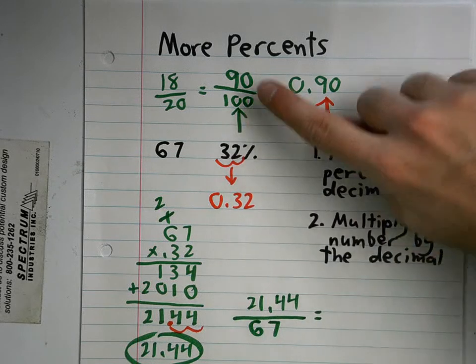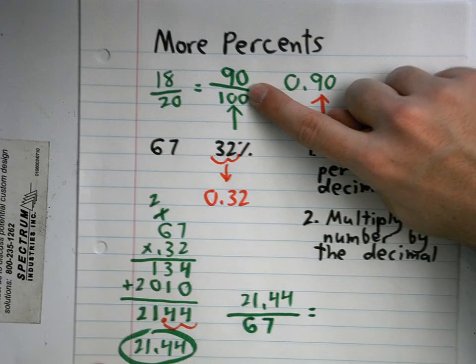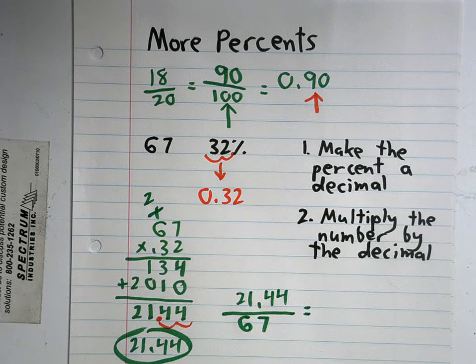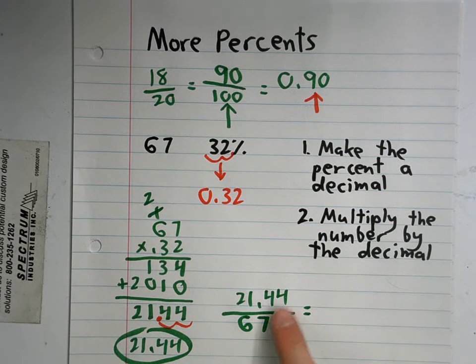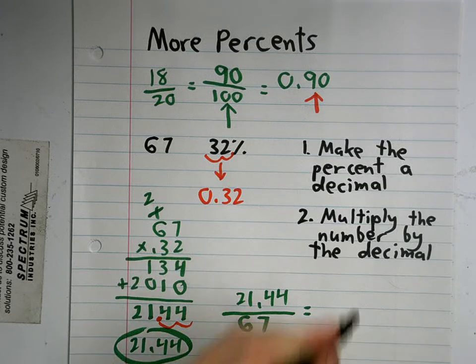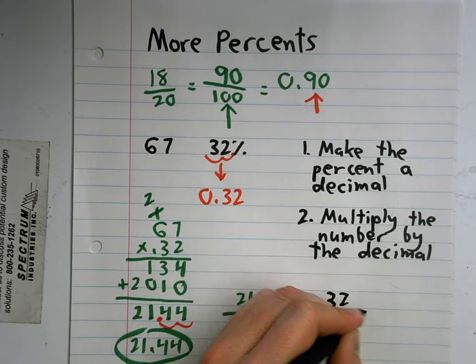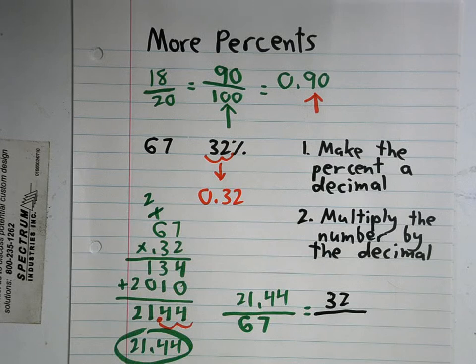What does that equal as far as my percent ratio? What percent was I trying to find? 21.44 was what percent? 32 over 67? Well, it was 32. You got one of them right, and that's perfect. We're missing one thing. It was 32 because it was 32%. 32 over what?